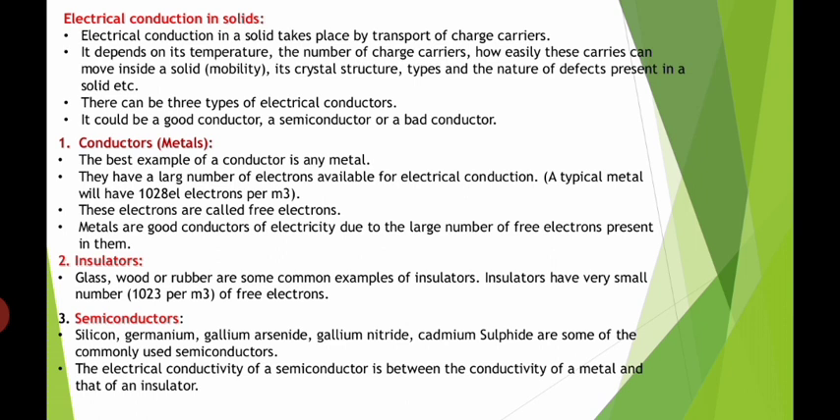Third, semiconductors. Silicon, germanium, gallium arsenide, gallium nitride, cadmium sulfide are some of the commonly used semiconductors. The electrical conductivity of a semiconductor is between the conductivity of a metal and an insulator.